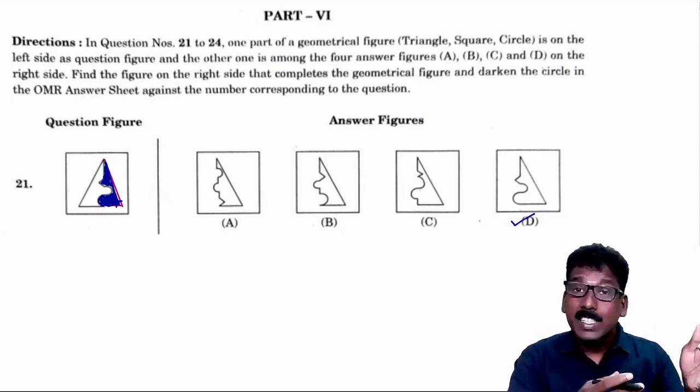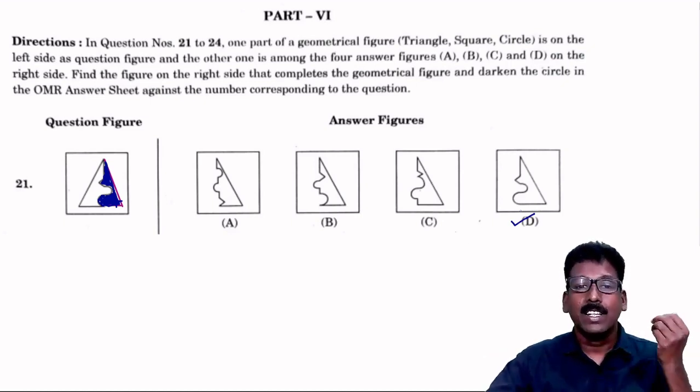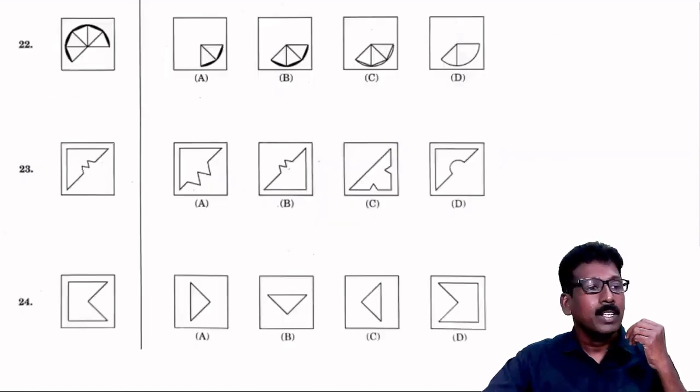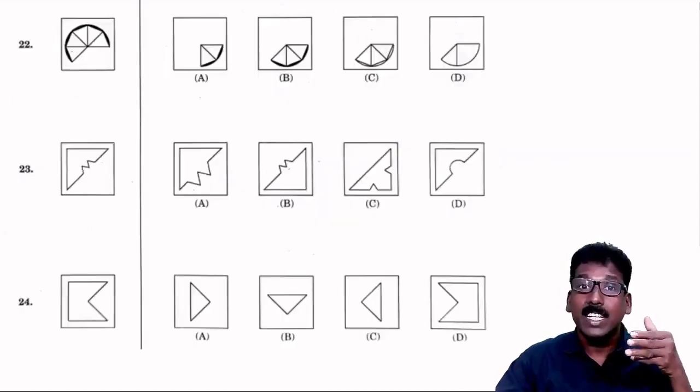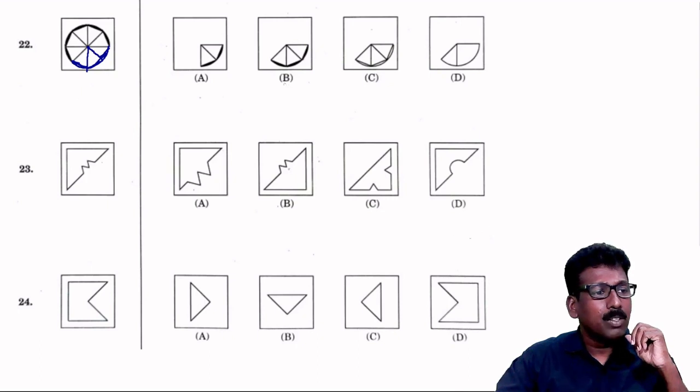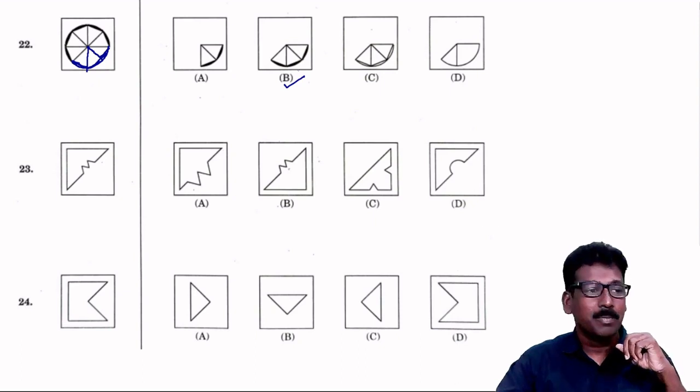In this way, the question figure is a triangle, a square, or a circle. Let us look at the next questions of this type. Here, yes, a part of a circle is missing. Here, if you join it to a circle, three parts will be there and some part is shaded. Now, the part S, this B, three parts and shaded in the end as it is. B is the correct answer.